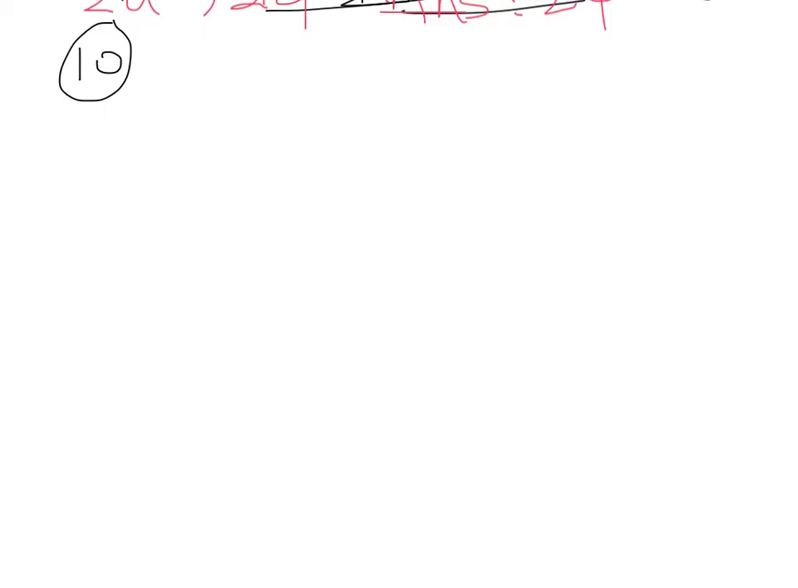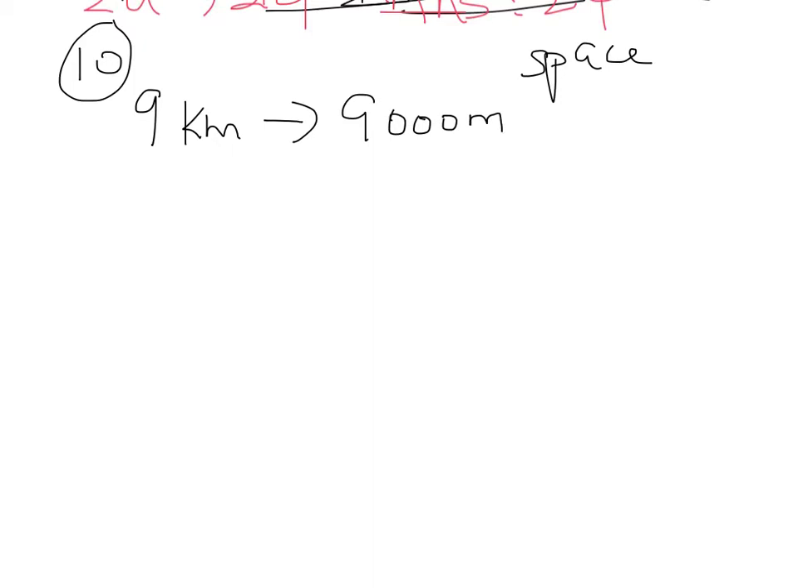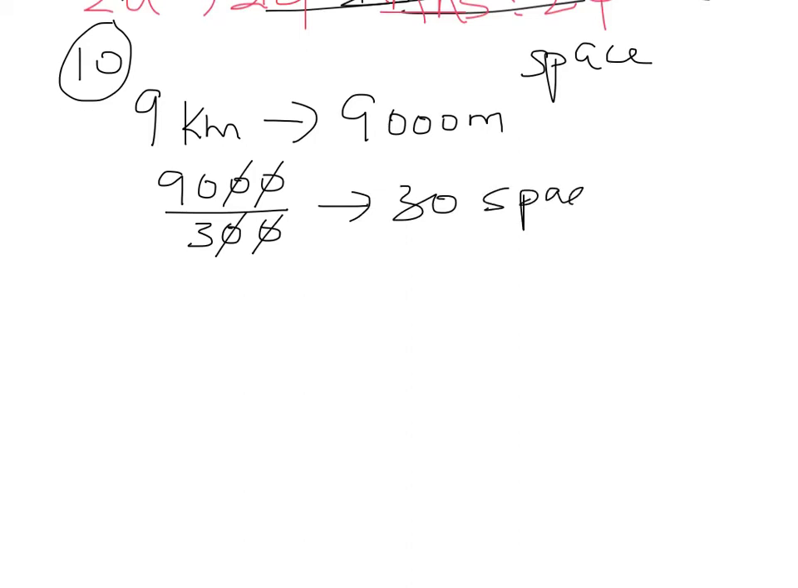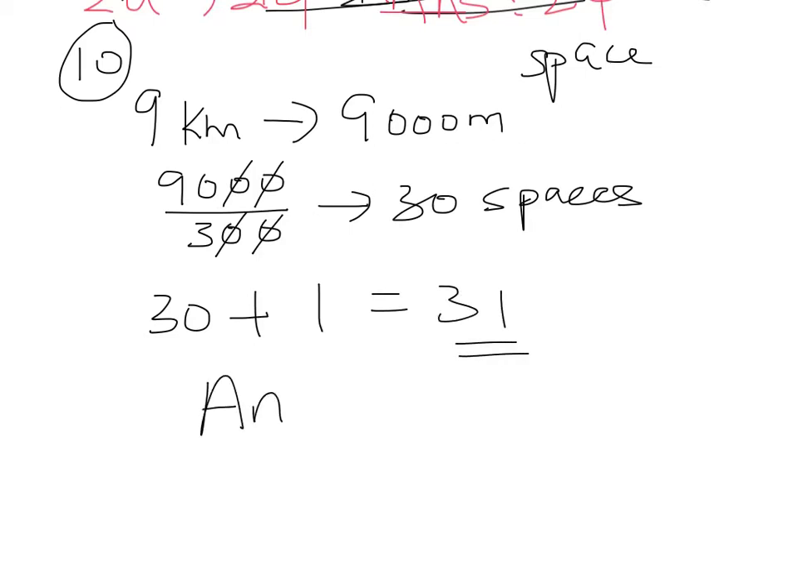Okay, lamppost questions usually are related to space questions, which means if there are 10 lampposts, there must be 9 spaces. So we start with 9 kilometers, which will give us 9,000 meters. Since each space is 300, we take 9,000 divided by 300, we'll get 30 spaces. As I mentioned previously, if there are 10 lampposts, there will be 9 spaces. So if there are 30 spaces, there must be plus 1, 31 lampposts. So our final answer for question 10 is 31.